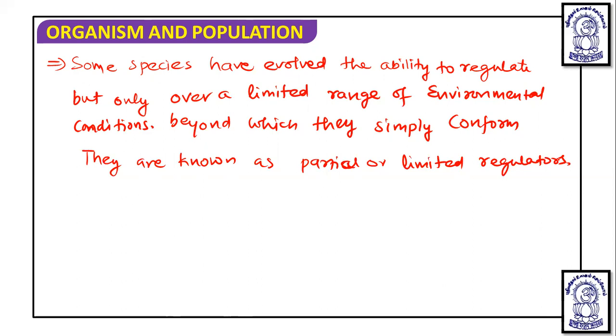Up to a limited extent, they can regulate. They cannot be completely regulated. So some species have evolved a mechanism. Otherwise, they generally act as simply conformers. So these are known as partial or limited regulators. Okay, so this is about the conformers. Now, apart from regulate and conform, organisms follow two other alternatives under localized or short duration stressful external conditions, and they are migrate and suspend.